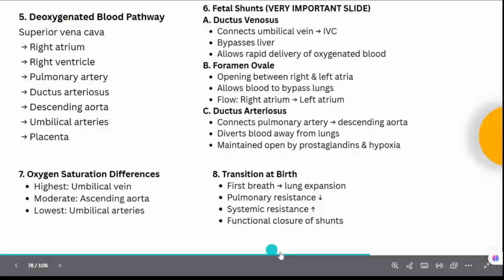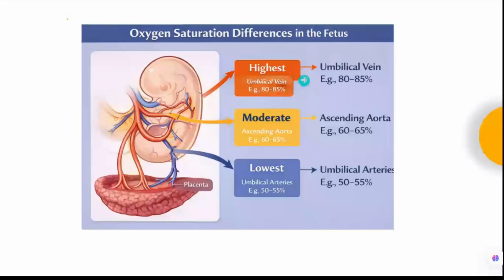Okay. So this is the difference in oxygen saturation, because 80-85% is the oxygen saturation in the umbilical vein. Then ascending aorta will have somewhere 60-65%, that is moderate, and the least is in the umbilical artery, that is 50-55%. Okay, so this also you should remember, the oxygen saturation in the various vessels.